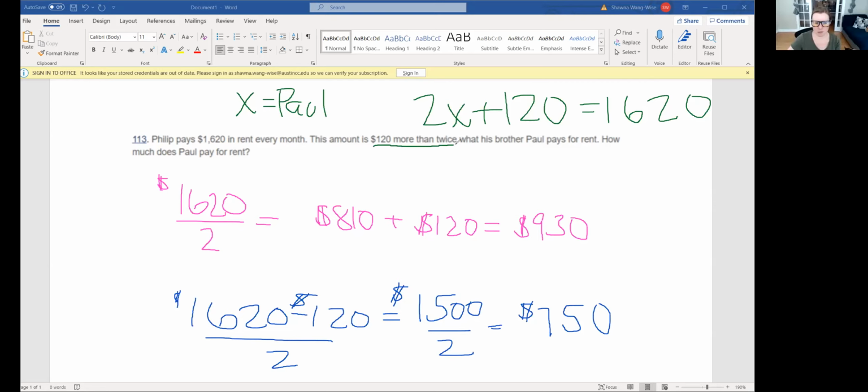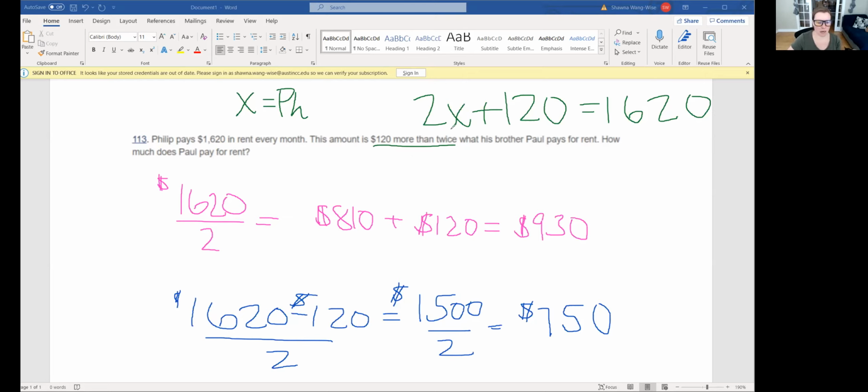Okay. The only problem I see with that is that X wouldn't be Paul's rent. It would be his brother's rent, correct? Oh, okay. So it'd be Philip's rent. Okay, so we have an idea where X is actually Philip instead. Okay, let's try that. That sounds like that might work. I'm just going to put PH for Philip.